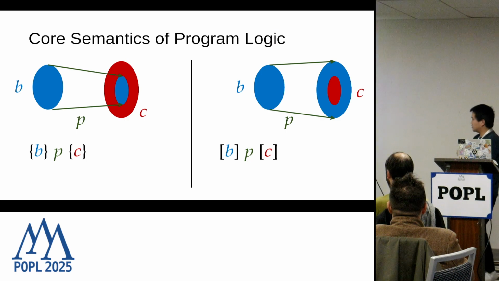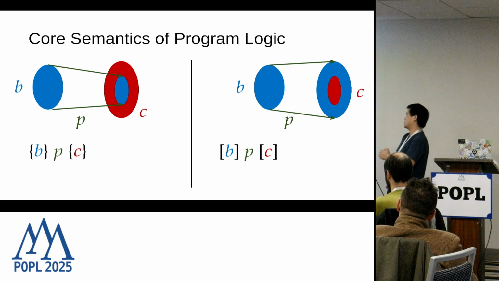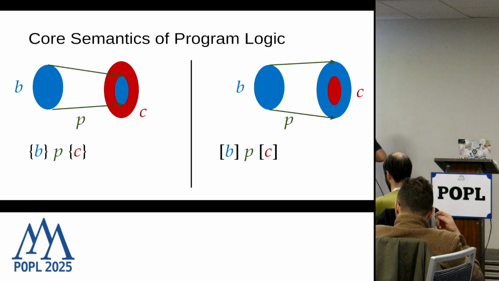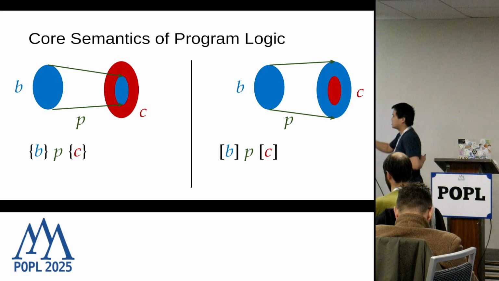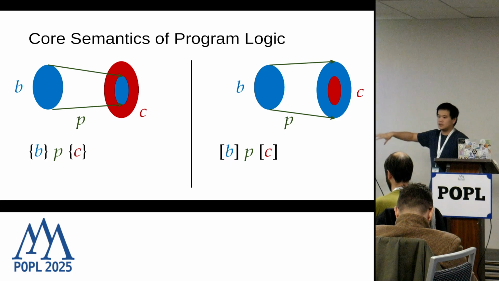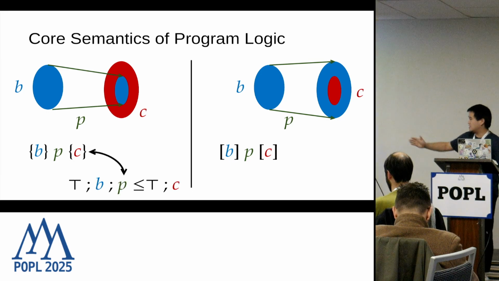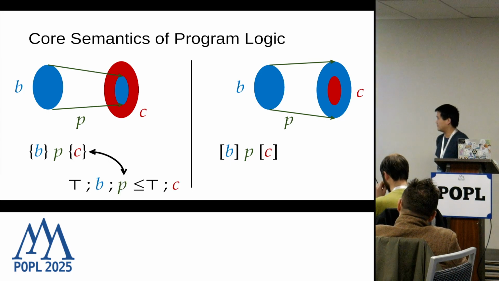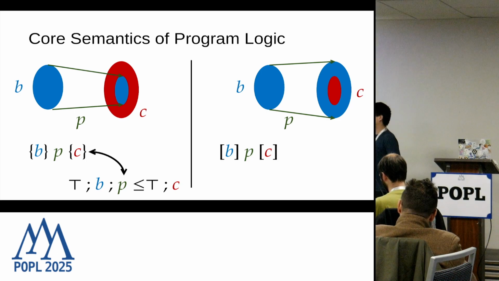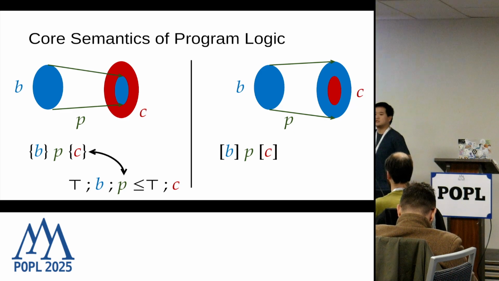If we look at the semantics of program logic, they're basically domain comparisons, right? Hoare logic says if you guard by P and then execute the program, its domain should be smaller than the domain of C. And that's exactly the encoding of Hoare logic, with top BP, which extracts the domain of BP, and top C, which extracts the domain of C.